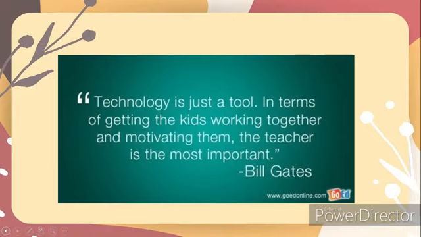As we end today's discussion, let me leave you with this quote from Bill Gates. He said that technology is just a tool. In terms of getting the kids working together and motivating them, the teacher is the most important.